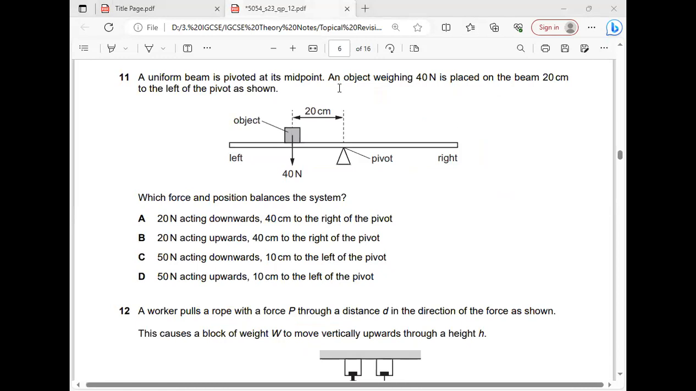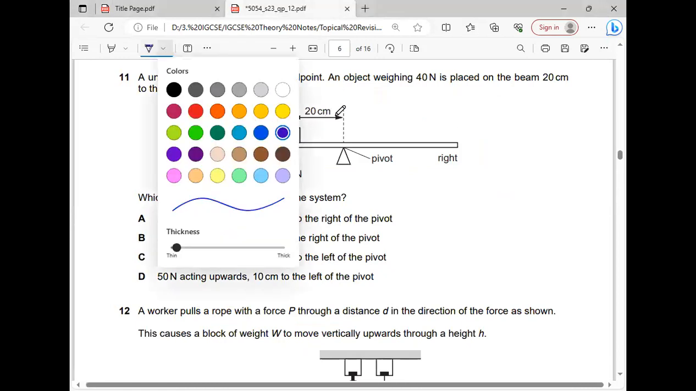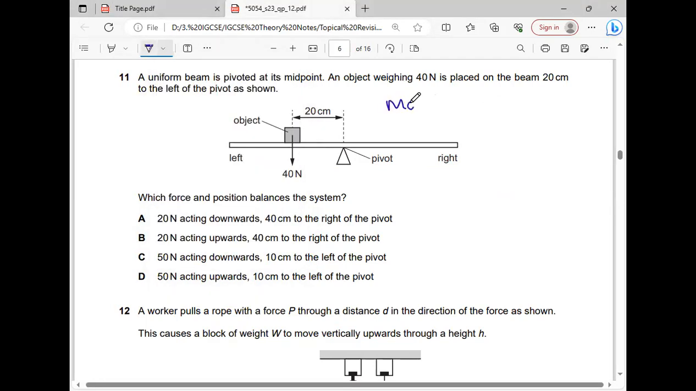From this diagram, it's very clear that this MCQ is related to moments of force. And we know that for a body to be in equilibrium, according to the principle of moments of force, F1 D1 should be equal to F2 D2.